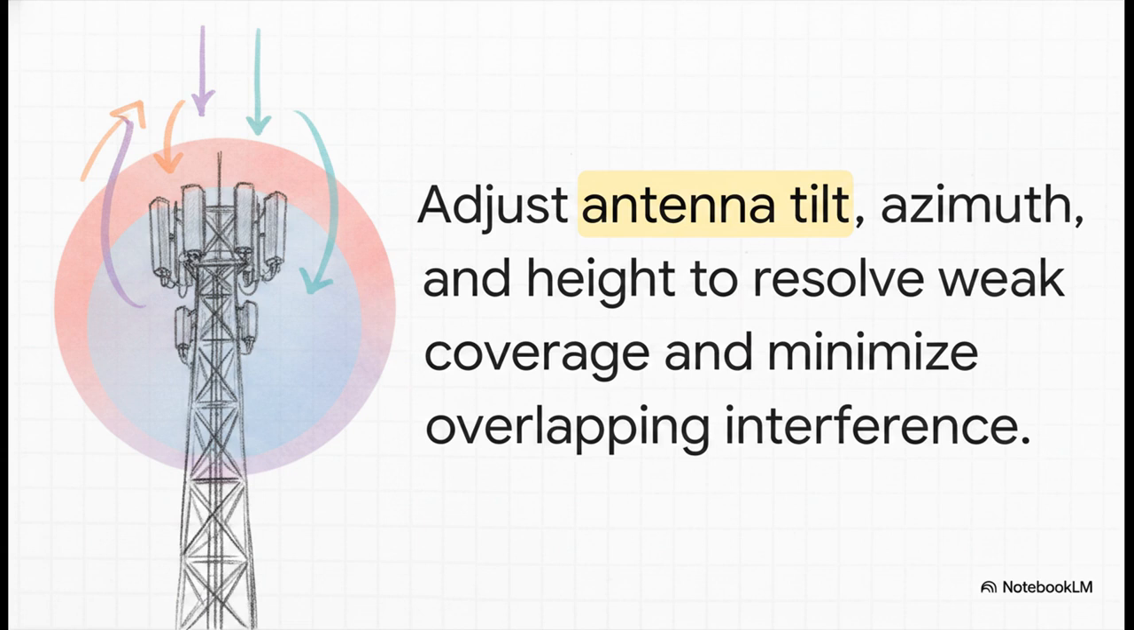Before touching the software, you absolutely have to look at the hardware. This means physically adjusting antenna tilts, azimuths, and heights to resolve weak coverage blind spots, while simultaneously minimizing overlapping or cross-coverage interference. If you have two towers blasting the exact same area, your CQI is going to tank every time due to the resulting co-channel interference.